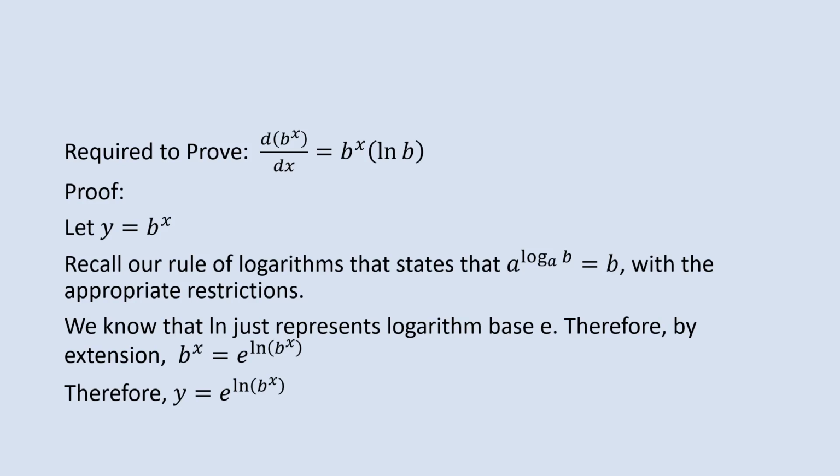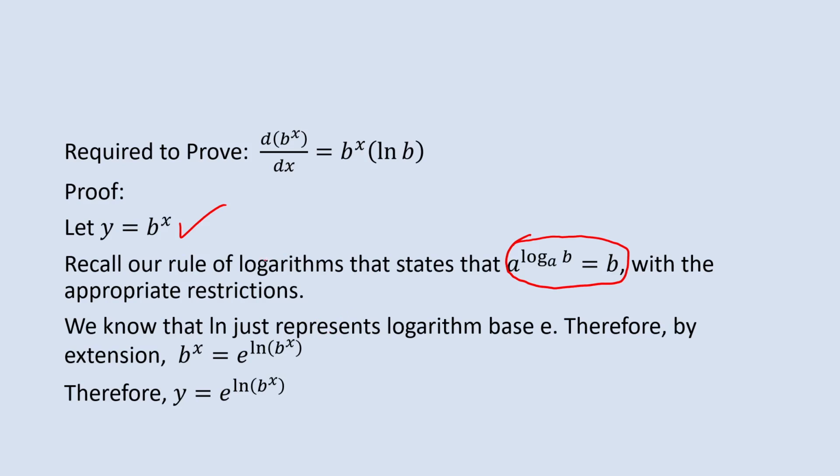So we're going to follow a pretty similar process as we did in the last one. First thing we're going to do, we're going to let y equal b to the x. Now, we have a rule of logarithms that you may need to be reminded of: a to the exponent log base a of b will always equal b, with appropriate restrictions that we won't worry about right now.